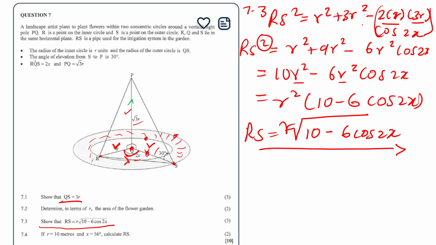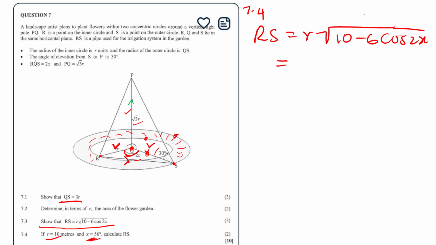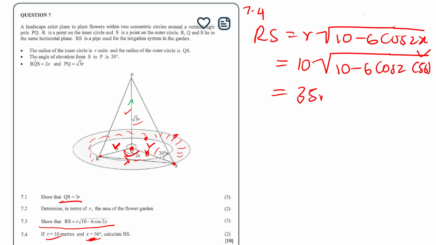Therefore now 7.4. So for 7.4, you are told that your r is 10 and your x is 28. Previously we proved RS is r times the square root of 10 minus 6 cos 2x. Now we're told our r, so you just have to substitute into this, nothing difficult. You're given r is 10, minus 6 cos 2, and x is 28. This has a mark for substitution. Therefore your answer is 35 meters. This also has a mark.